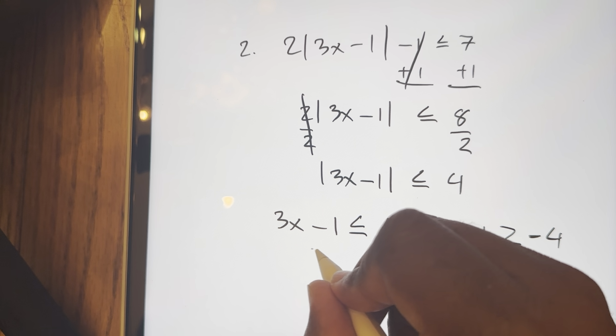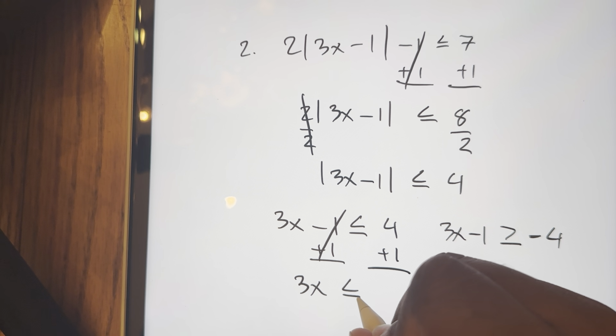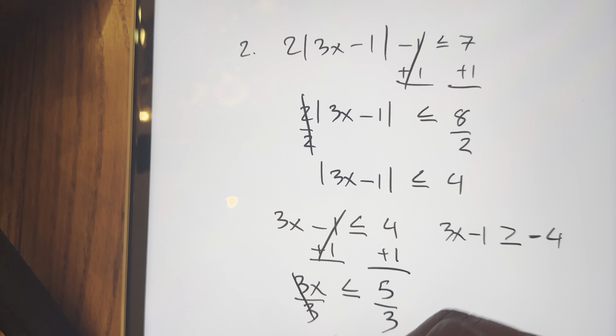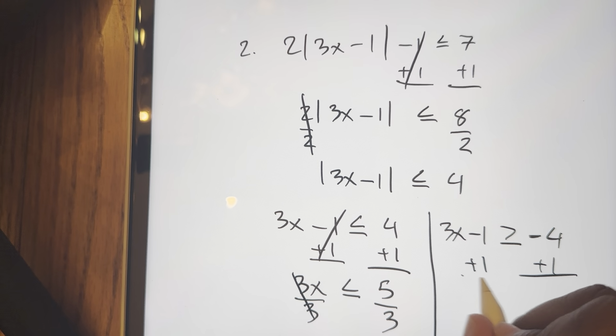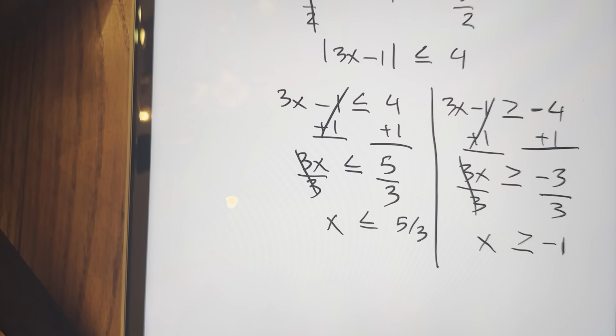So now let's solve, add 1 both sides. That gives us 3x is less than or equal to 5. Divide both sides by 3. You get x is less than or equal to 5/3. On this side, you have +1, +1. This cancels out, leaving you with 3x is greater than or equal to -3. Divide by 3 to isolate for x, x is greater than or equal to negative 1. So that would be our final answer for this guy right here.